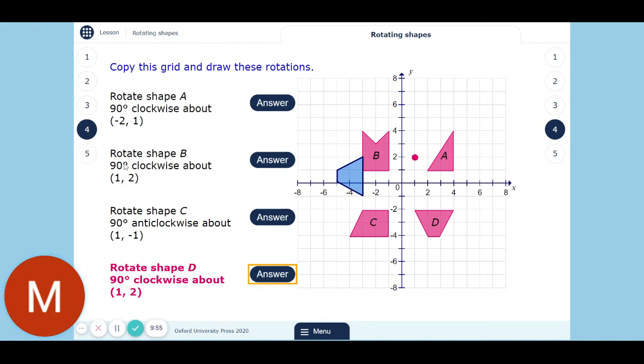The last thing I'm not going to cover in the lesson because it's not relevant to GCSE. It's just about transformation. It's about rotations that aren't on a coordinate grid. They aren't covered in GCSE, so I'm not going to talk about them.